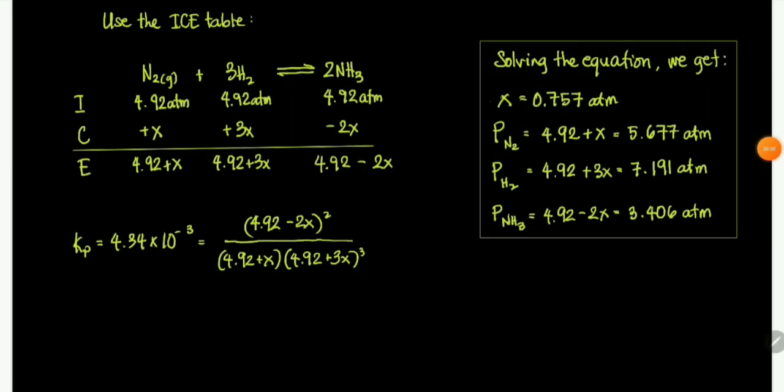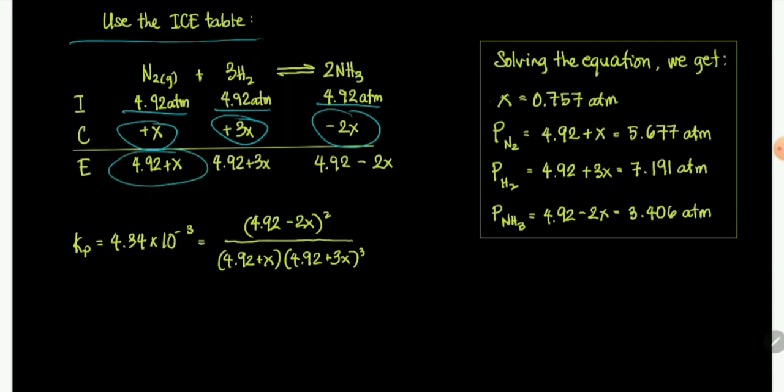Okay? So now let's use the ICE table. So now, we expect that ammonia will decrease and hydrogen and nitrogen will increase. So initially, they each have 4.92 atmospheres. So upon change, ammonia decreases by 2x atmospheres and hydrogen increases by 3x atmospheres and nitrogen by x atmospheres. So at equilibrium, we now have 4.92 plus x atmospheres of nitrogen, 4.92 plus 3x atmospheres of hydrogen, and 4.92 minus 2x atmospheres of ammonia.